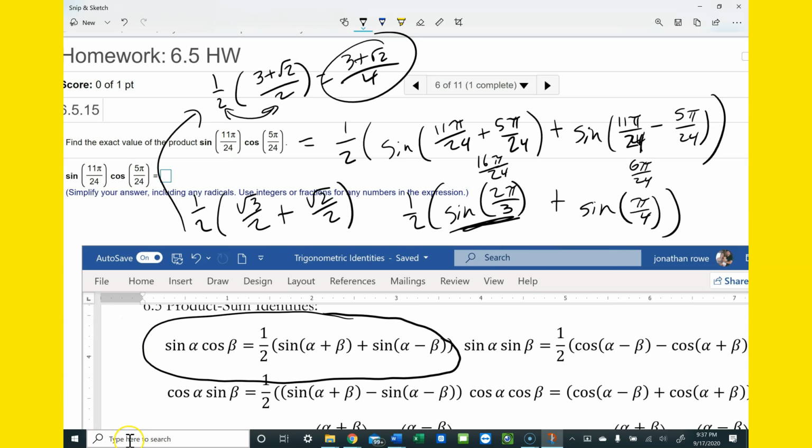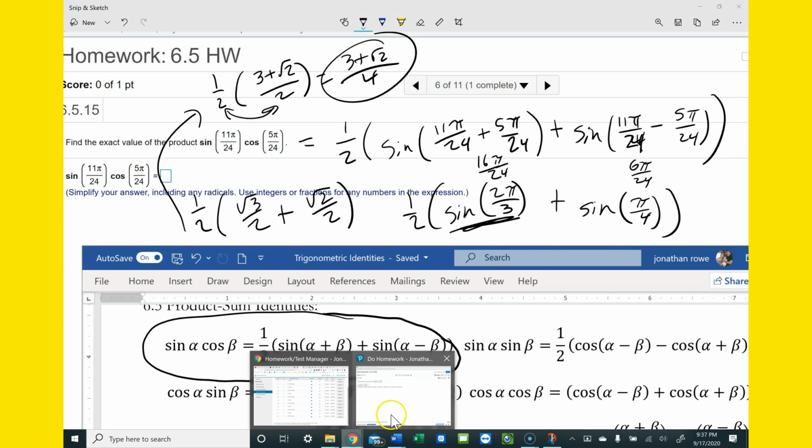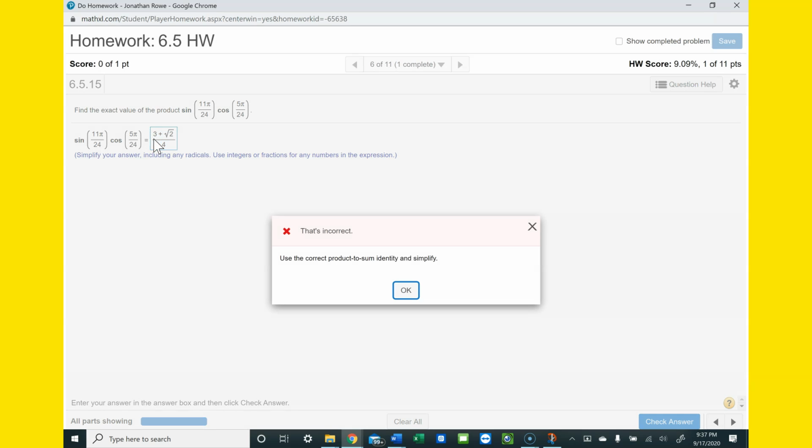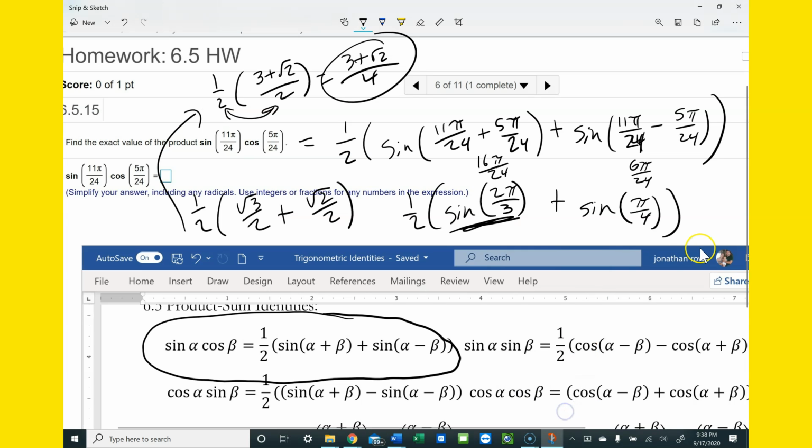Let's type it in and make sure. 3 plus √2 over 4. It says it is incorrect. I think I know what I did wrong.